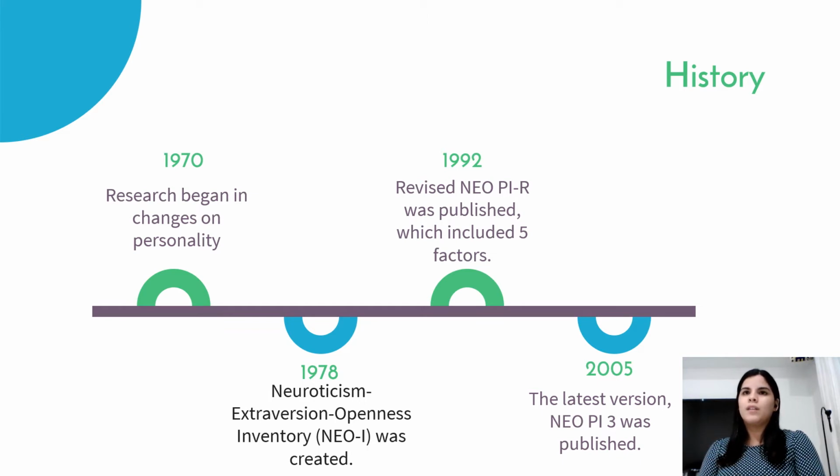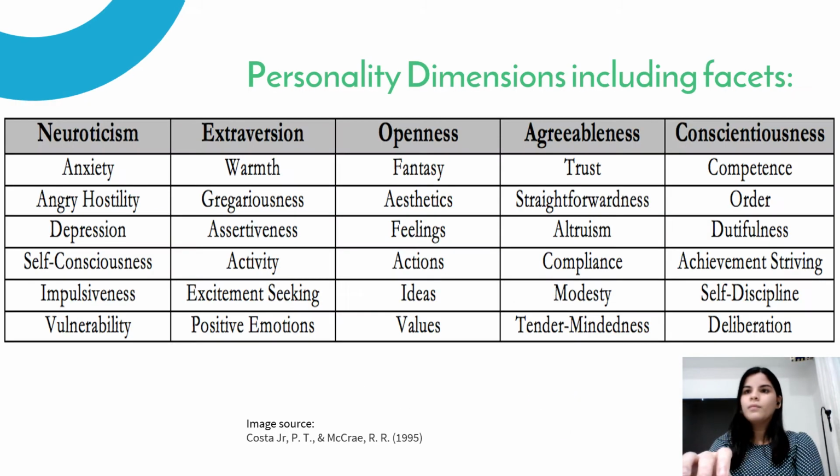NEO is no longer an acronym. PI means personality inventory, and the R is for revised. These are the personality dimensions, including their facets. There are a total of 5. They were originally 3, as we mentioned. We have neuroticism, extroversion, openness, agreeableness, and conscientiousness, with 6 facets below each, which you're also going to be evaluated on when you take the test.